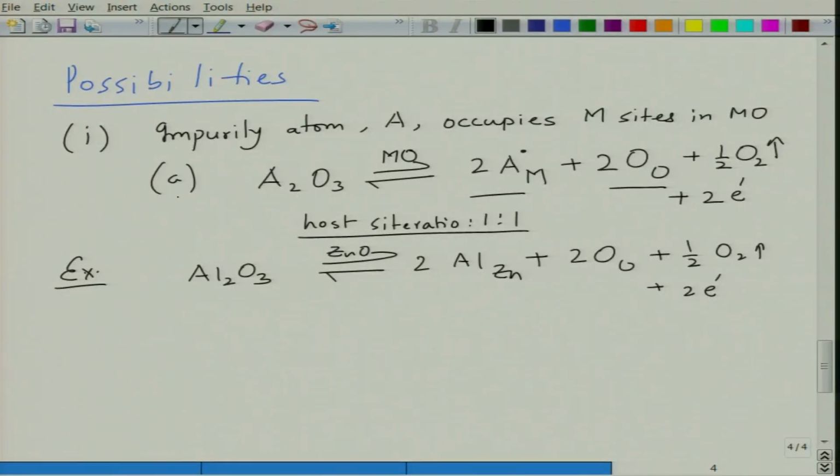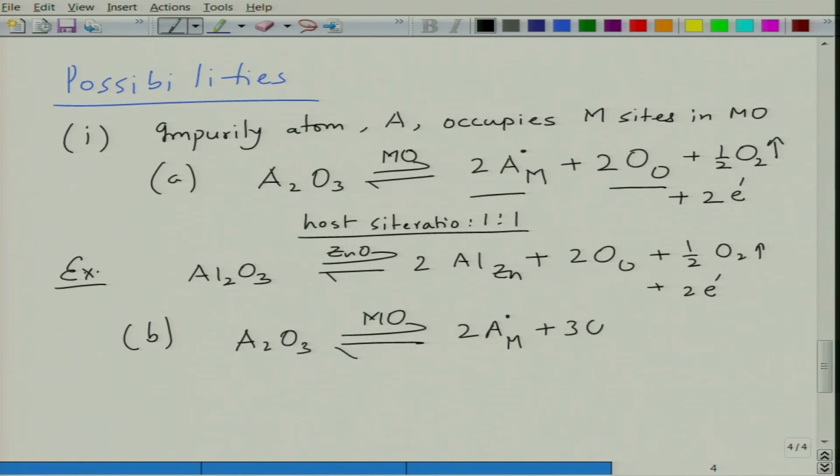So, this is the first possibility. What is the other possibility? The other possibility is A2O3 is in MO, 2 A on M sites, plus let us say all the 3 oxygens go to oxygen sites. Now, the site balance is disturbed because you have created 3 oxygen sites, but you have only 2 metal sites, which means one of the metal sites will be vacant. So, this is ionic compensation. You will create a metal vacancy.